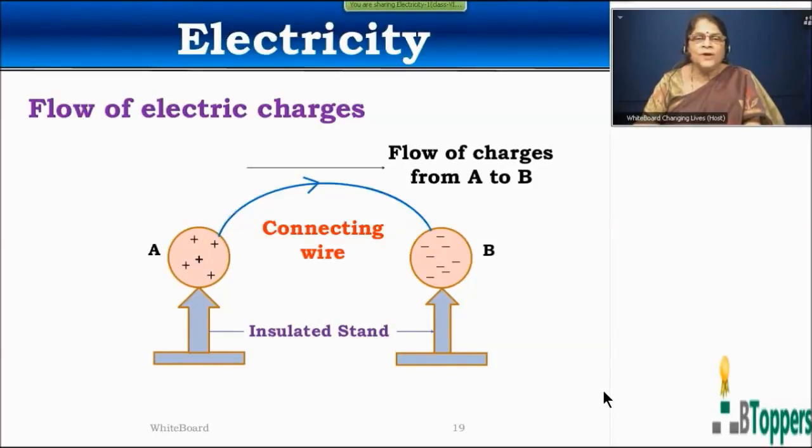Now, if we are planning to connect a bulb in the wire over here, then how long will the bulb glow? The bulb will glow only until the flow is there. So, as long as the flow is there from A to B, the bulb will glow. And the moment the flow stops, the bulb will stop glowing. But I want a continuous flow of charges to light a bulb. Then what should I do?